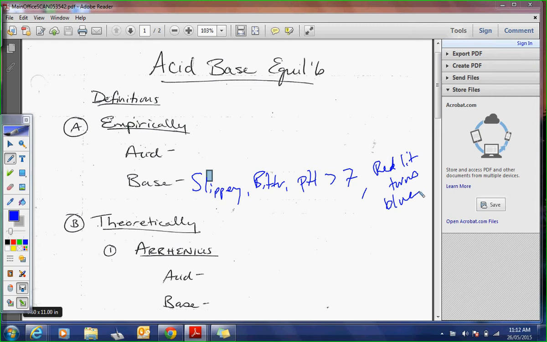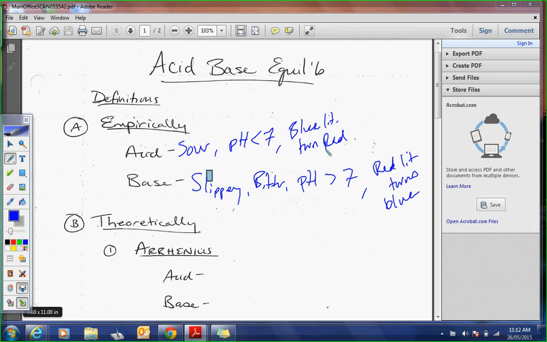Acids. Sour, like lemons. pH of less than 7, or below 7 if you want to write it in words. Blue litmus will turn red. Okay. Everybody okay with all those? All right, so all your stuff about kind of junior high acids and bases is in there.